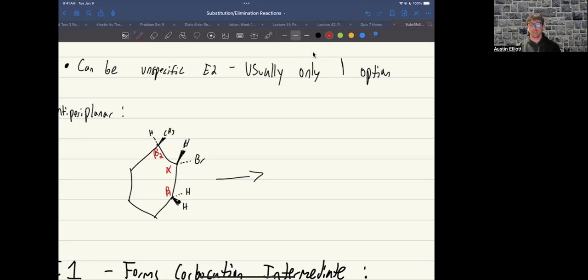So that hydrogen can't be eliminated because it's not anti-periplanar. And then that methyl group, it's not a hydrogen. We can't really eliminate a methyl group. Not going to happen in this case. So we're going to go down to B1 and say, okay, there we go.